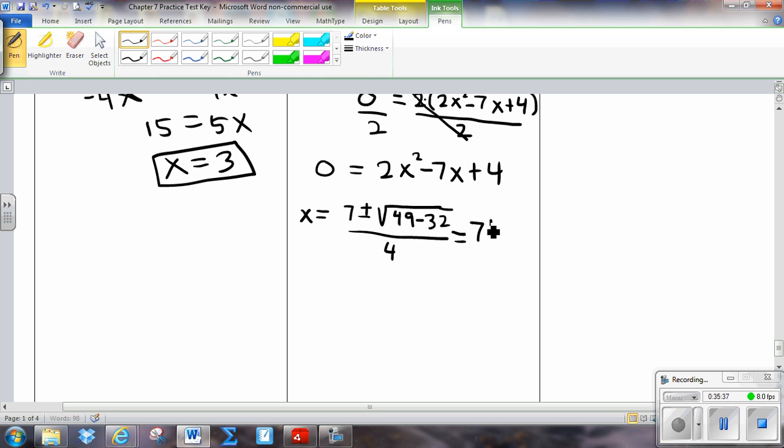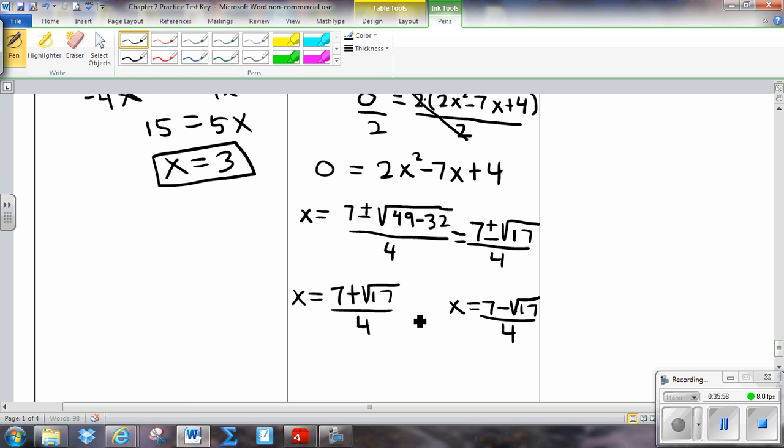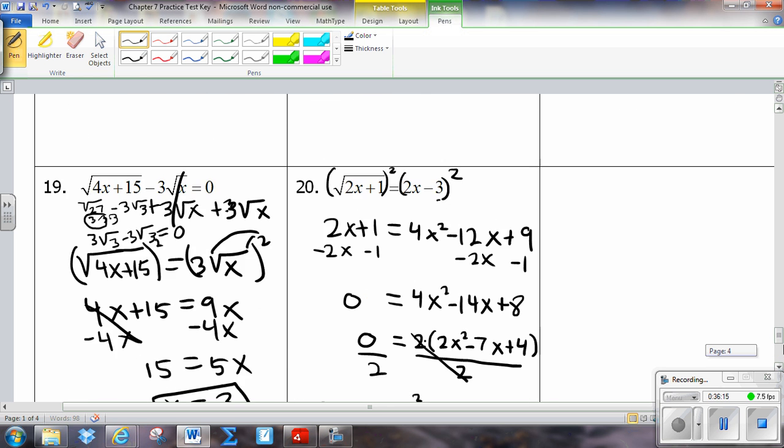Okay, so that's going to be 7 plus or minus square root of, let's see here, 17 over 4. So x is equal to 7 plus the square root of 17 over 4. And x equals 7 minus the square root of 17 over 4. In class, we went over the check step. It turns out that this one does not work out. This one actually does. Okay, and remember to do the check step, go ahead and turn these into decimal equivalents, and then take the decimals and plug them back in the originals to check your work.